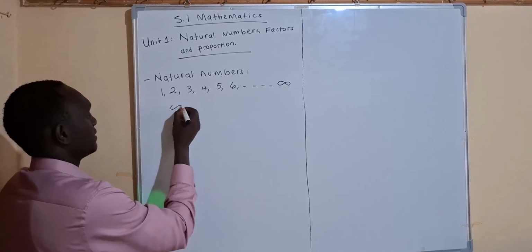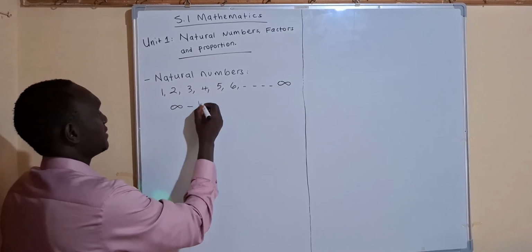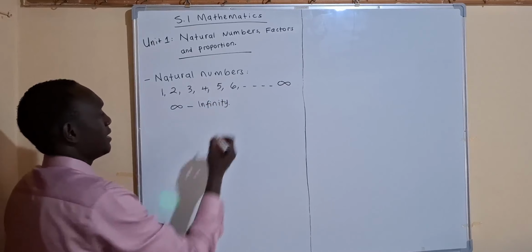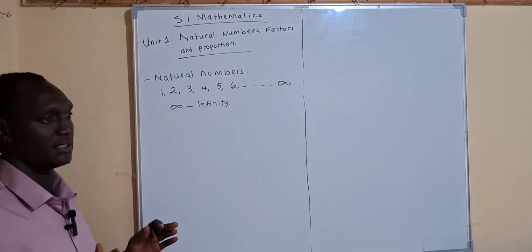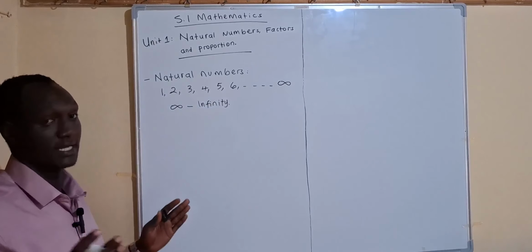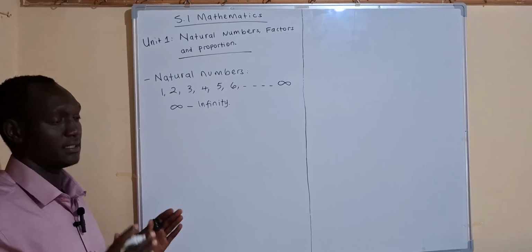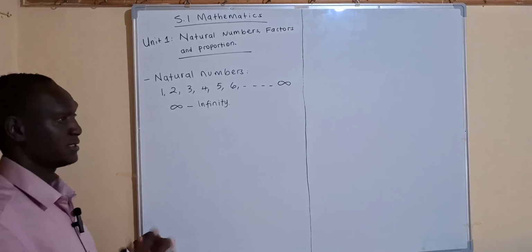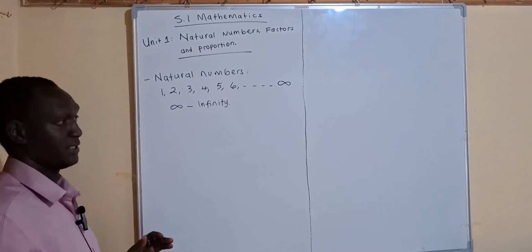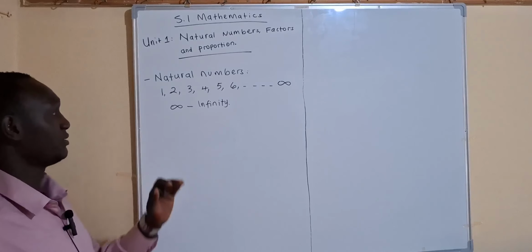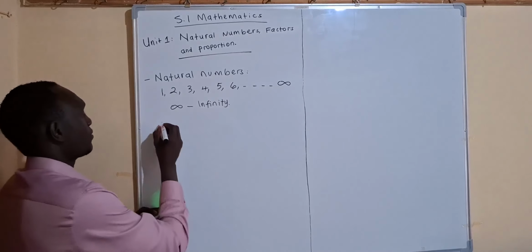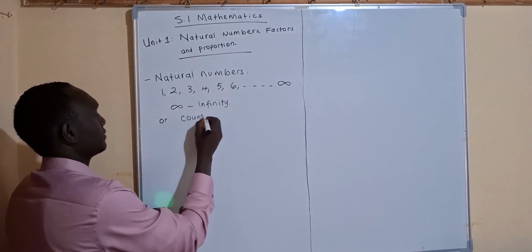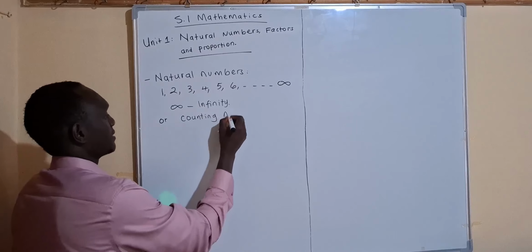Infinity, this symbol means infinity. Infinity means that this counting does not end. The counting does not end. It continues as far as infinity. These are called the natural numbers, or they are also called counting numbers.